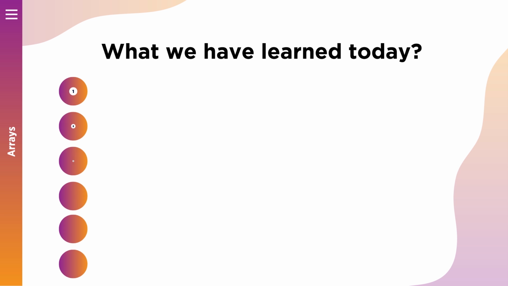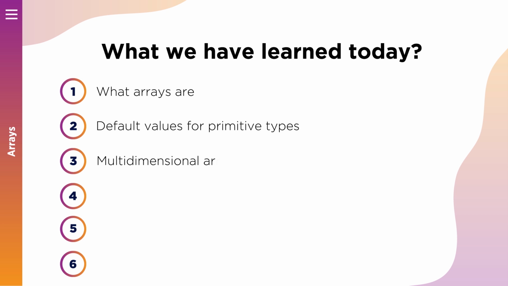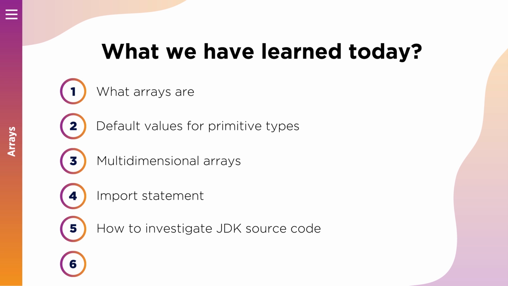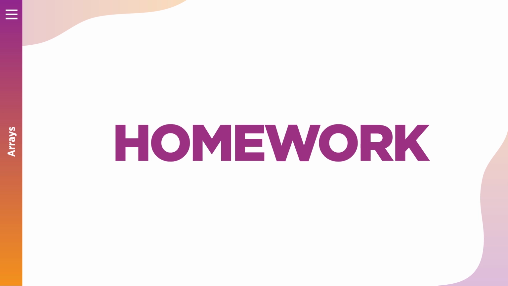Let's recap together what you have learned today. We learned what arrays are and how to work with arrays. We learned default values for primitive types. In this lesson you saw how to instantiate a multi-dimensional array. Now you know what an import statement is used for and how to investigate source code of JDK. Also you know what the java.util.Arrays class is and how you can use it to apply basic manipulations with arrays. And now let's review your homework.